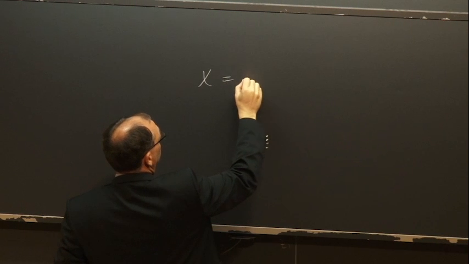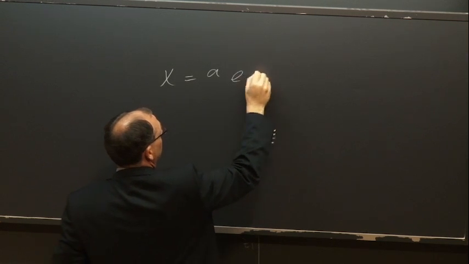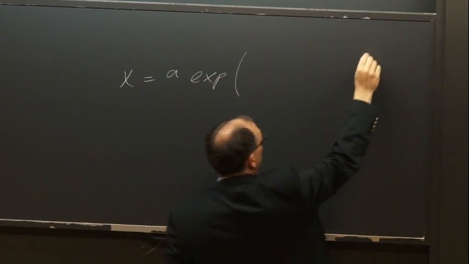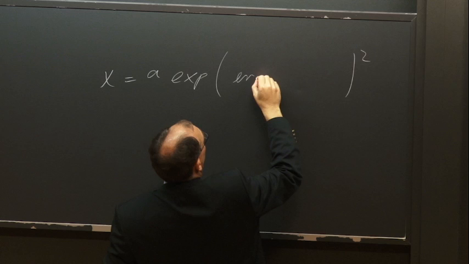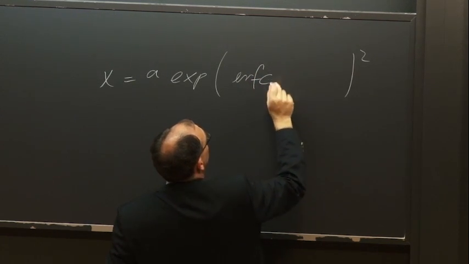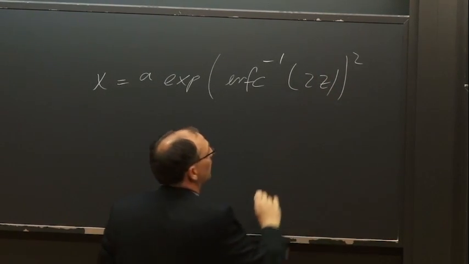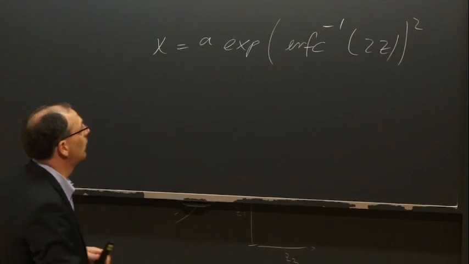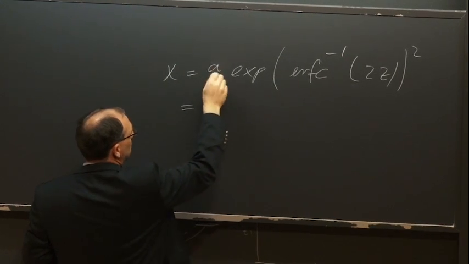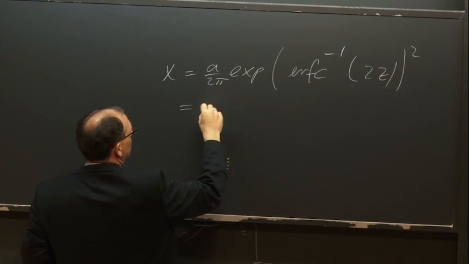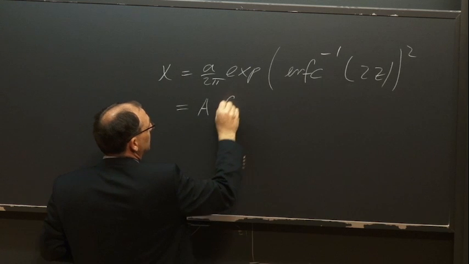So chi is equal to something related to the strain rate, and then an exponential of something squared, where this was the inverse of the complementary error function, and then this had the mixture fraction somehow. So it's something like this. What we want to say here is, let's say this is some coefficient, let's call this A, times f of z.